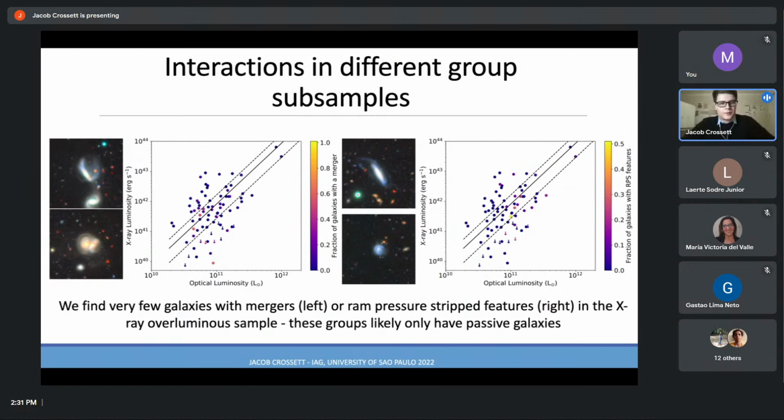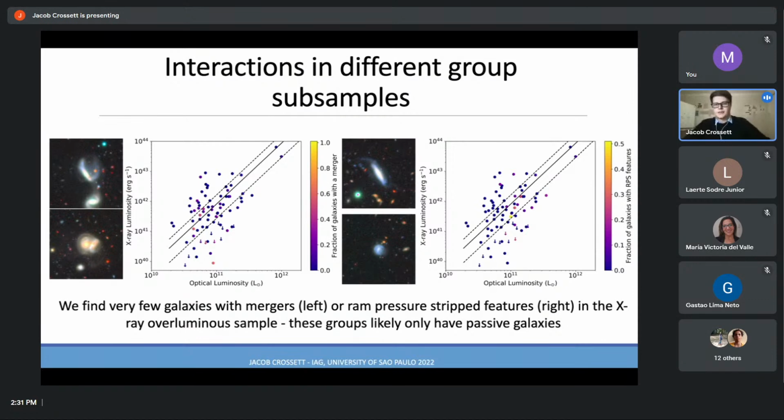We also see that if we take a quick survey of which galaxies have more irregular morphologies, be it mergers or maybe features of ram pressure stripping, the overluminous groups tend to have fewer galaxies with those merging morphologies or even ram pressure stripping features. So these two plots, optical luminosity and X-ray luminosity, show that the fraction of galaxies with merger or ram pressure stripping features tends to avoid that upper part, the overluminous subsample.